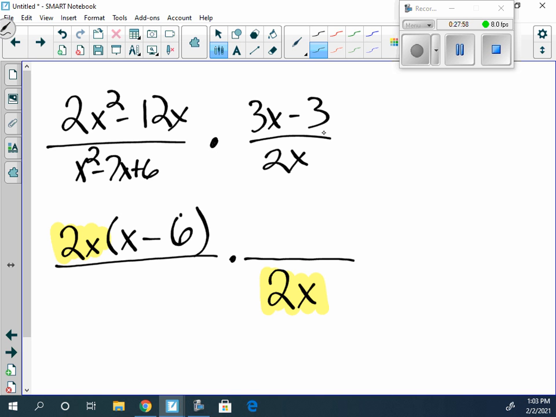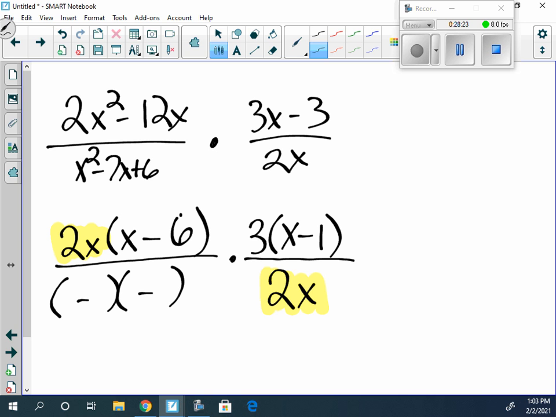Now in the numerator, we also have 3x minus 3. Well, I can factor out a 3, which leaves me with x minus 1. And now all we have left is the denominator, x squared minus 7x plus 6. Well, since 6 is positive, the signs are the same, and they match the sign of the middle term, which is negative.